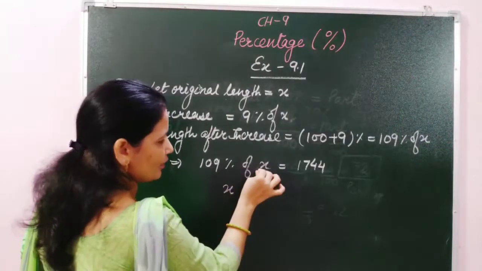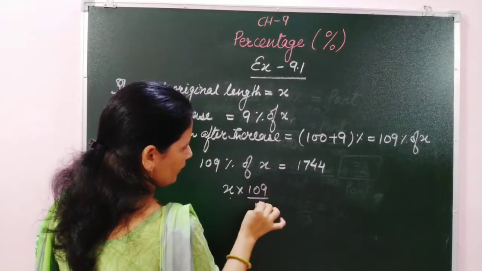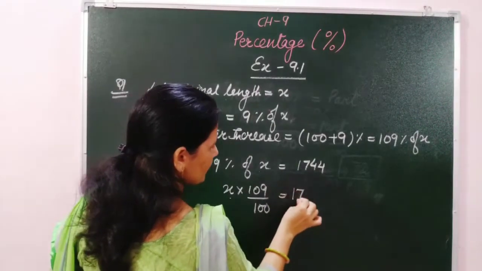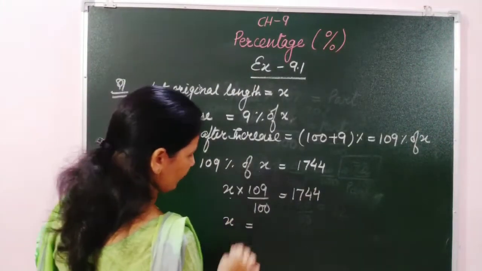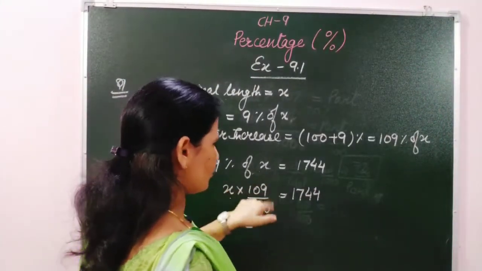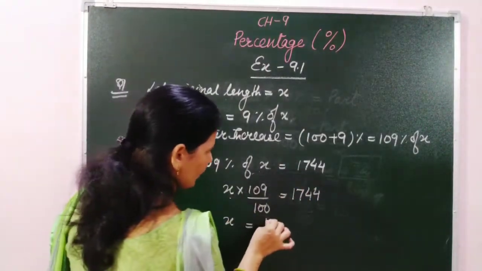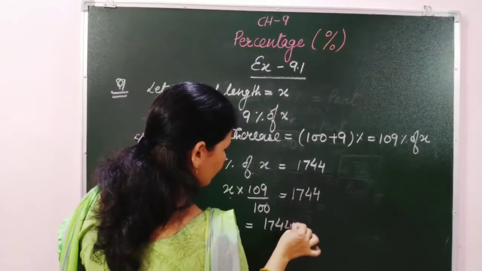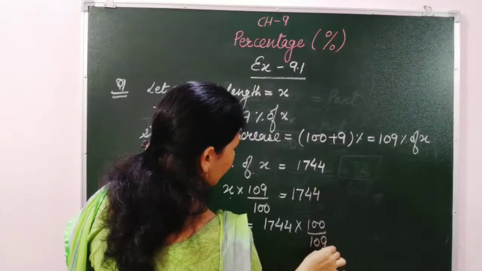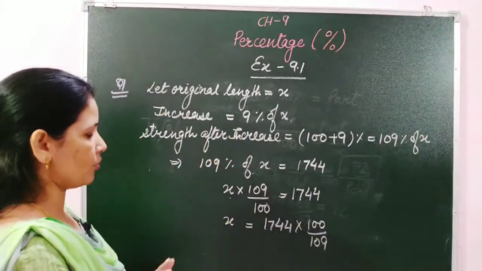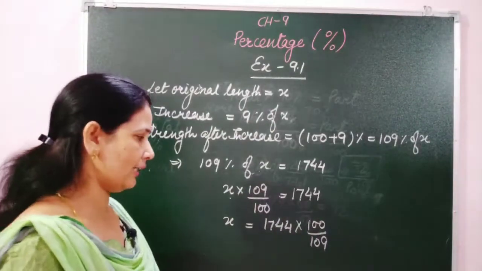x, because x is our total, multiplied by the percentage, equals the part. So this is a part. When we solve this one, x will remain here. When we change this fraction to the right side, it will be the reciprocal. So 1744 multiplied by 100 by 109. Now check it, students: if it is possible to cancel out, then cancel it. If not, then we will multiply and directly write.